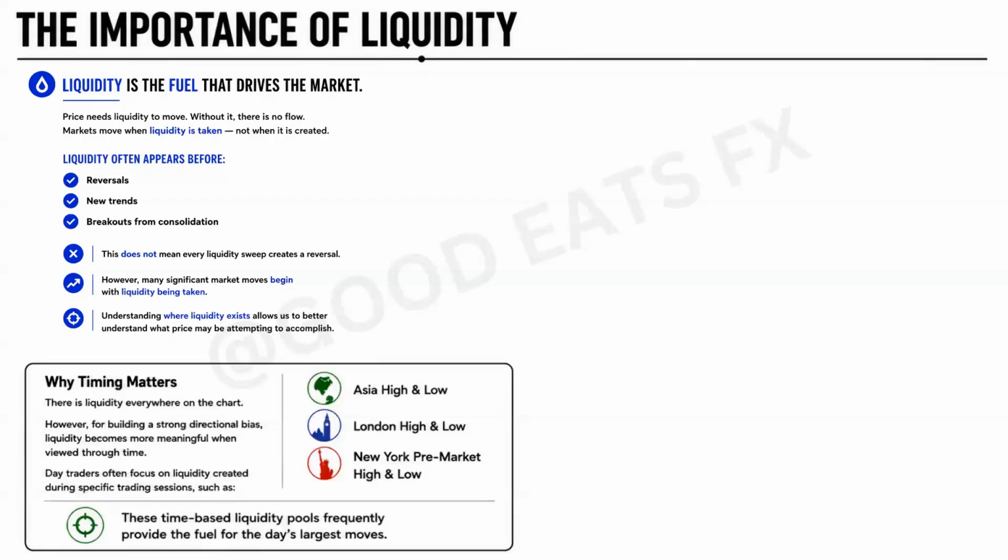In order to talk about the importance of liquidity, we have to talk about why timing matters. There's liquidity everywhere on the chart. However, for building a strong directional bias, liquidity becomes more meaningful when viewed through time. Day traders are often going to focus on the liquidity created during specific trading sessions, such as the Asia trading session, London trading session, New York pre-market trading session. And what we're looking at is the highs and lows of that trading session. So when we referenced earlier in the book previous day high and low, we can create different windows of time, session to session. These time-based liquidity pools frequently provide the fuel for the day's largest moves.